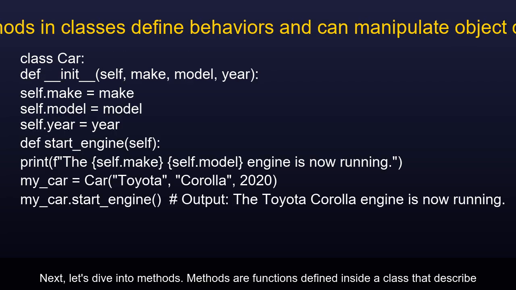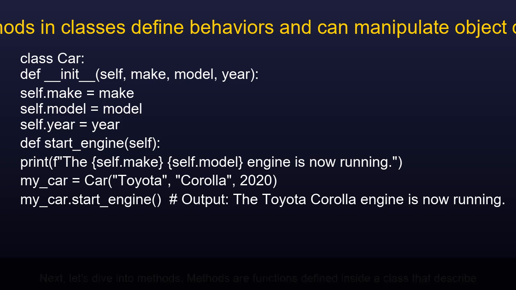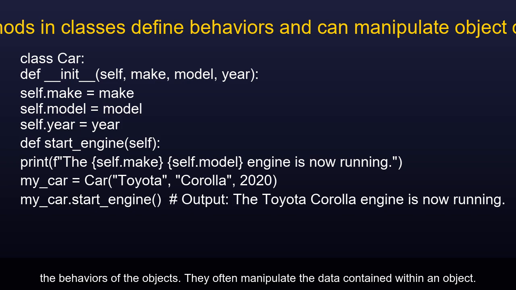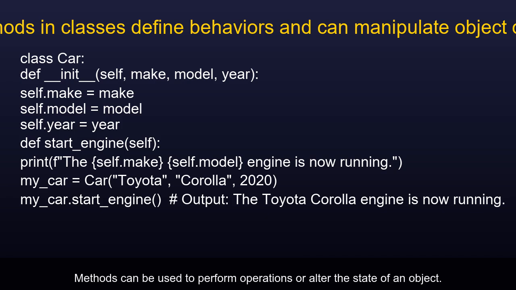Next, let's dive into methods. Methods are functions defined inside a class that describe the behaviors of the objects. They often manipulate the data contained within an object. Methods can be used to perform operations or alter the state of an object.